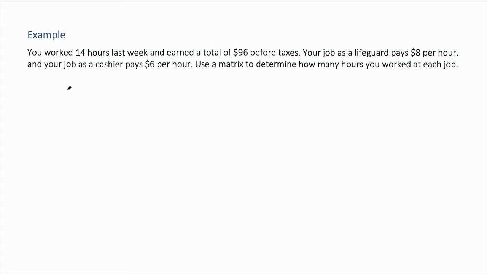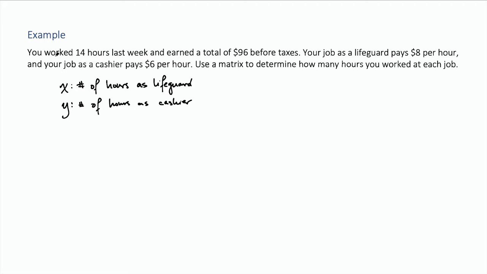So there's two unknowns here. I'm going to call them X and Y. Okay? The things we don't know is how many hours we worked at each job. So the job at the lifeguard we'll say is 1. So X is the number of hours as a lifeguard. And Y will be the number of hours as a cashier.